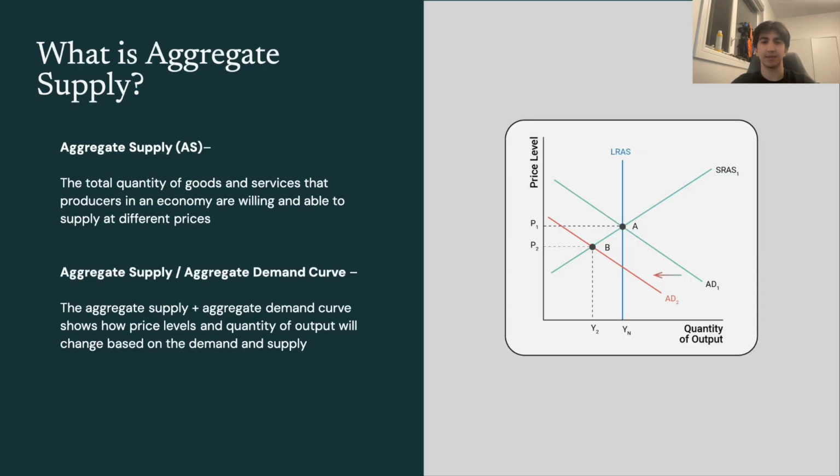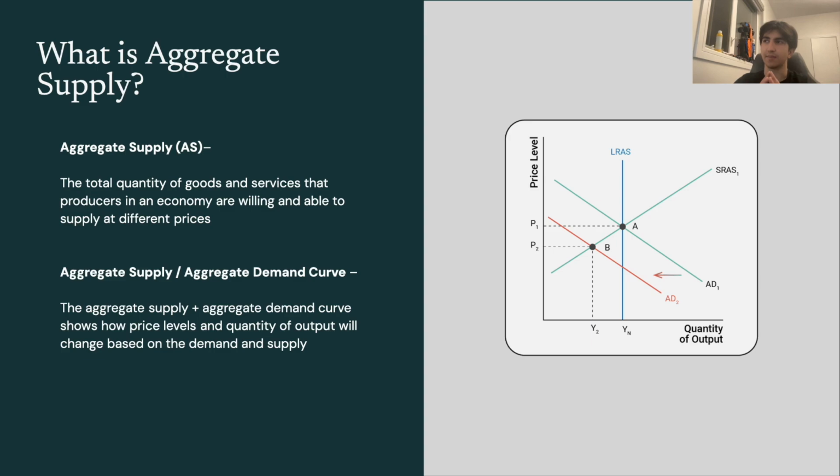Put simply, aggregate supply is the total quantity of goods and services that producers in an economy are willing and able to supply at different price levels. And then we will talk about our aggregate supply and demand curve. So this curve shows how the correlation between aggregate supply and aggregate demand impacts price level and quantity of output.